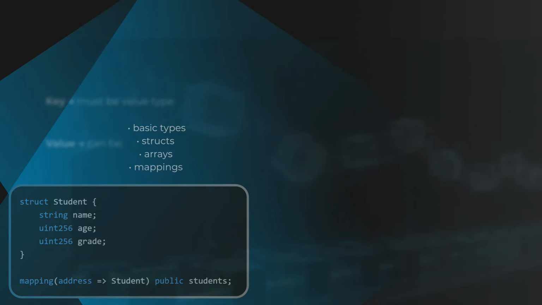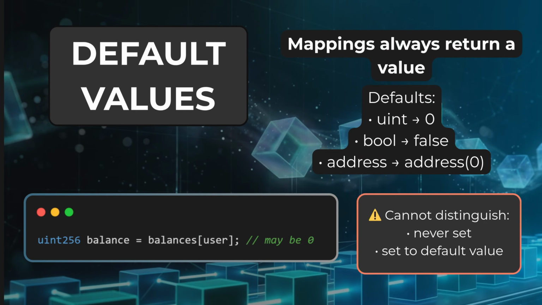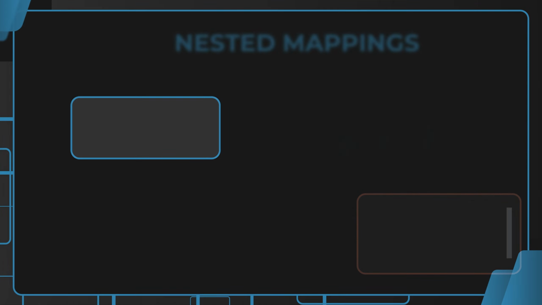One behavior you should always remember is this. If a key was never written before, Solidity still returns a value, but it returns the default value of that type. For uint256, that default is 0. For bool, it is false. For address, it is address(0). So if balances[user] returns 0, you cannot distinguish between a value that was never set and a value explicitly set to 0. If you need to tell those two cases apart, you must add extra tracking logic.